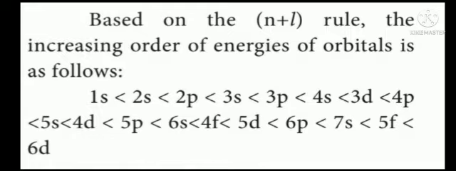Based on the n plus l rule, the increasing order of energies of orbitals is as follows: 1s orbital less than 2s orbital less than 2p orbital less than 3s orbital less than 3p orbital less than 4s orbital less than 3d orbital less than 4p orbital less than 5s orbital less than 4d orbital less than 5p orbital less than 6s orbital less than 4f orbital less than 5d orbital less than 6p orbital less than 7s orbital less than 5f orbital less than 6d orbital.